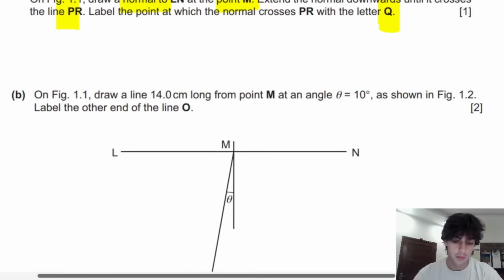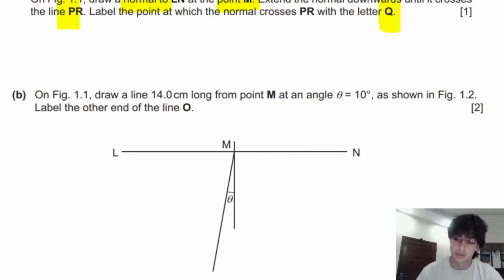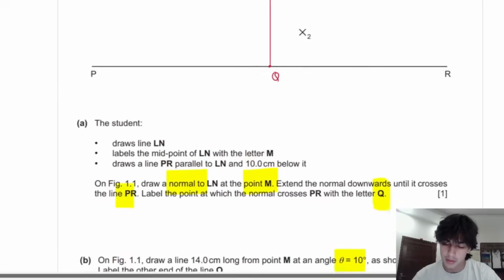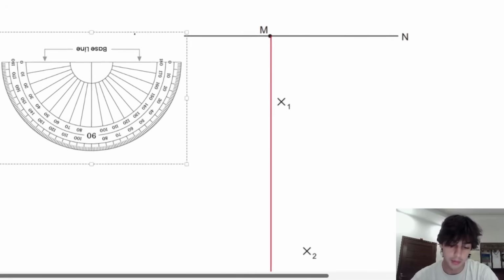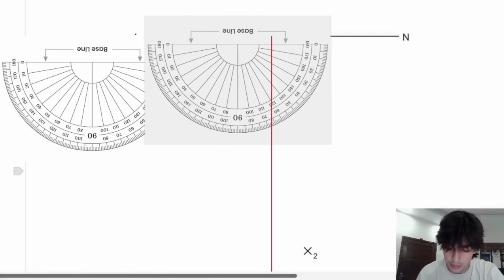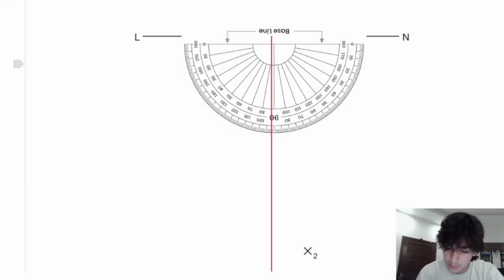Okay, moving on. On figure 1.1, draw a line 14 cm long from point M at an angle of theta equals 10 degrees as shown in figure 1.2. Label the other end of the line O. So here is the main representation. Now this isn't really that hard. All you need is a protractor. So essentially what we would do is pretty simple. We would use our protractor over here and place it at the normal, so that the midline, where 90 is, crosses the normal. It should be at this point.